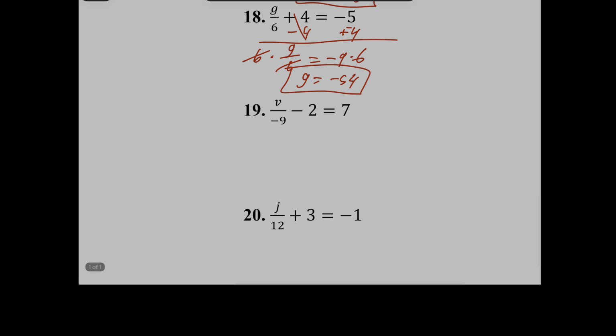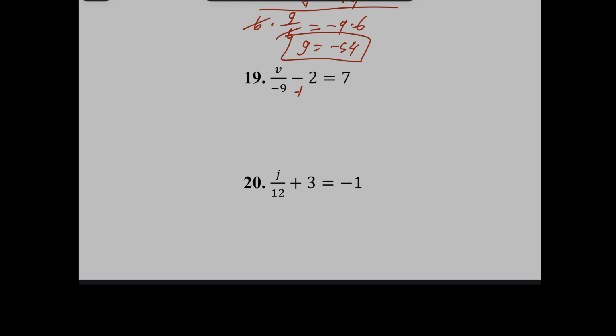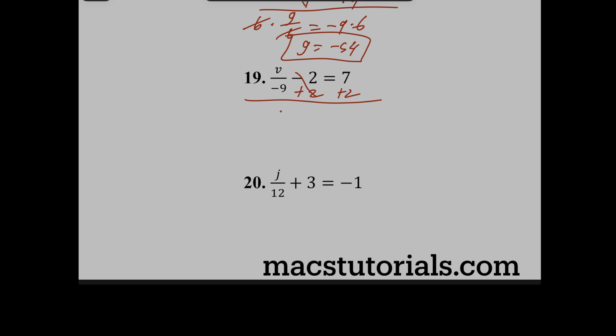Okay, 2 more here. I'm going to add 2 to both sides. Okay, remember I want to get letters on one side, numbers on the other. That's why I'm doing it. V over negative 9 equals a 9. Multiply each side by a negative 9. Boom, boom. V equals negative 81.